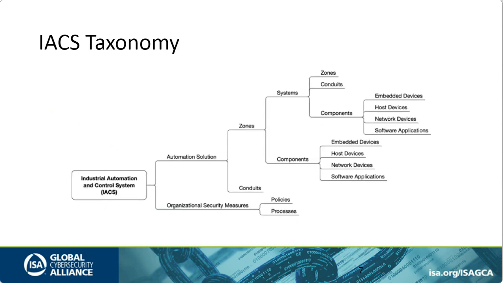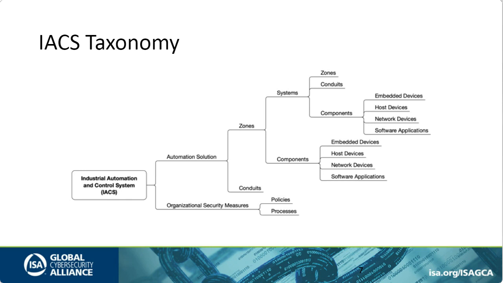This is a picture of the taxonomy of the term industrial automation and control system used in the 62443 series. The term IACS includes two parts: the automation solution, which is the hardware and software or technical parts of the IACS, and the associated organizational security measures to support them. Consider, for example, role-based access control. The automation solution would include the technical security measures to support role-based access control function, for example, a domain controller. The organizational security measures associated with role-based access control would include the processes and procedures, such as identity management, authorization, and periodic account review.